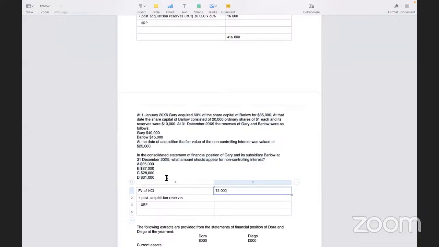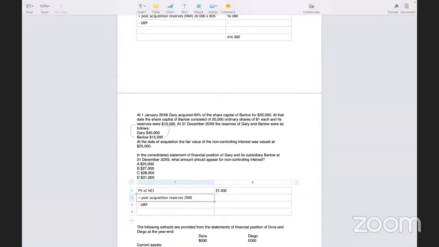Then what you need? Post-acquisition reserve. First, check and see, when you are buying the company, how much is the reserve? On 1st January, Gary acquired 60% of B for 35. This is the investment. This is how much you paid to buy the company, right? At the date, the share capital of B consisted of 20,000 ordinary shares, not really necessary. Its reserves were 10,000. Now, see, when you are buying the company, reserve is 10. When you're preparing the financial statement, the reserve is 15. That means it has gone up by how much? It has gone up by 5,000.